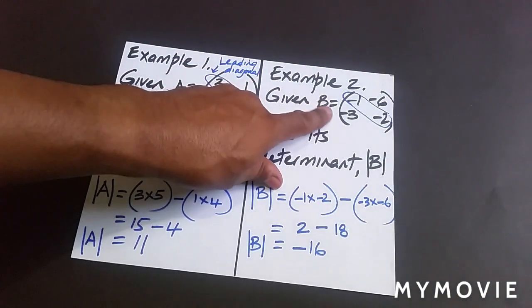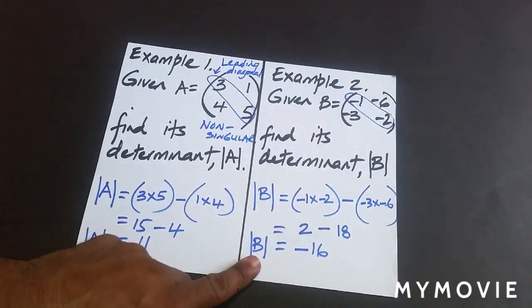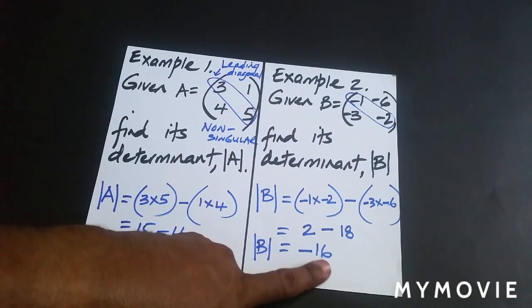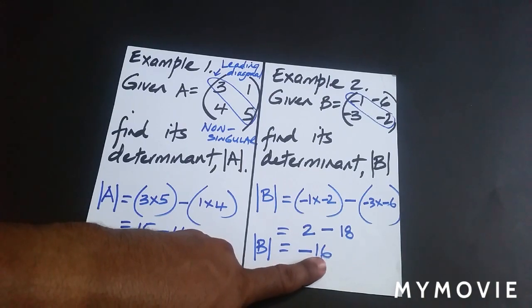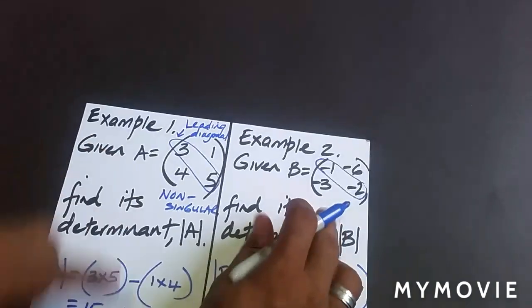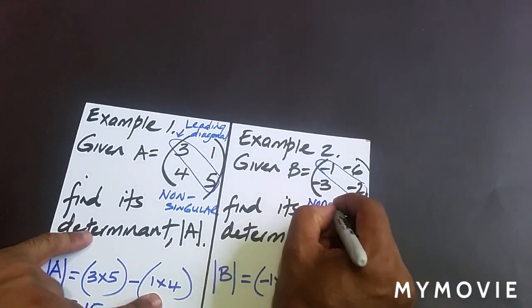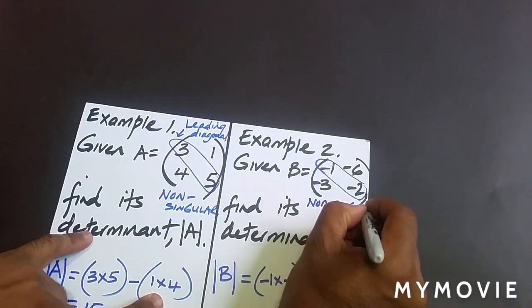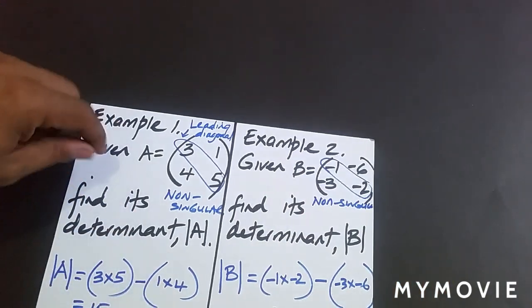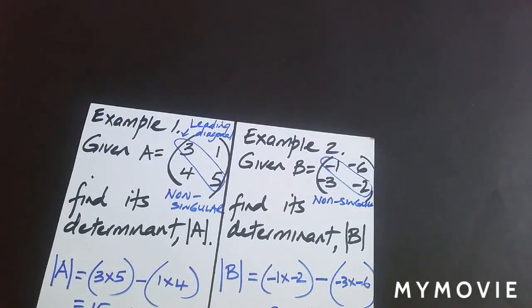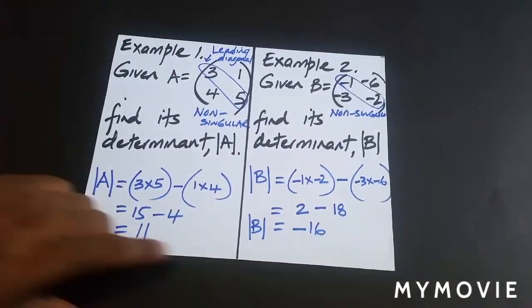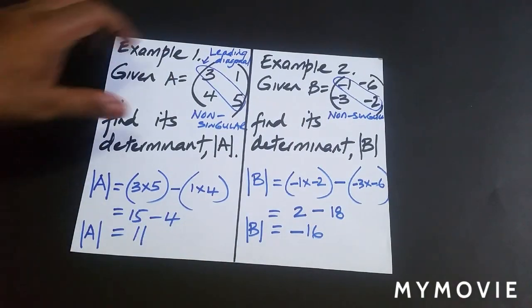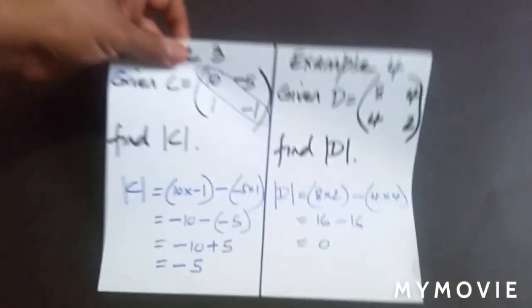Let's take a look at this matrix, which is matrix B. We found that the determinant is negative 16. So once it's a value other than 0, then matrix B is non-singular. Okay? So these two matrices would be non-singular because their determinants are non-zero values. So let's get that out of the way. Let's take a look at this.